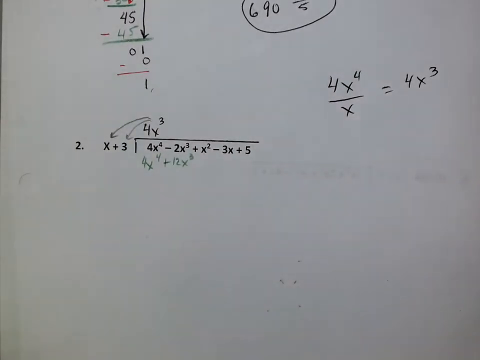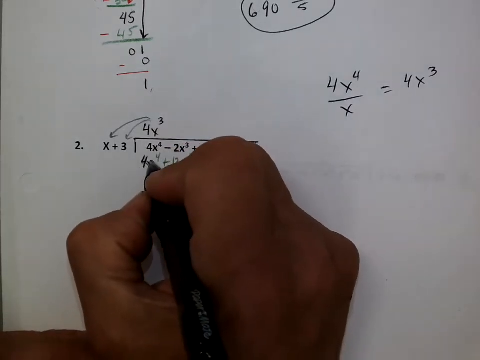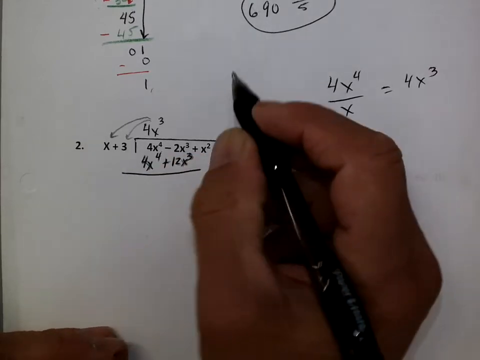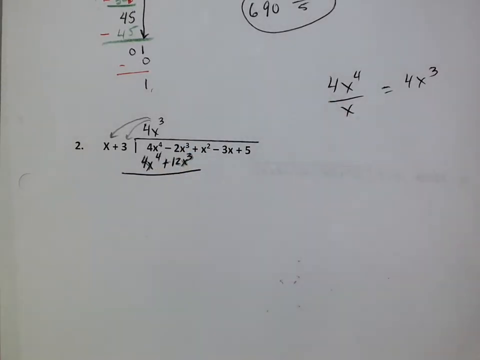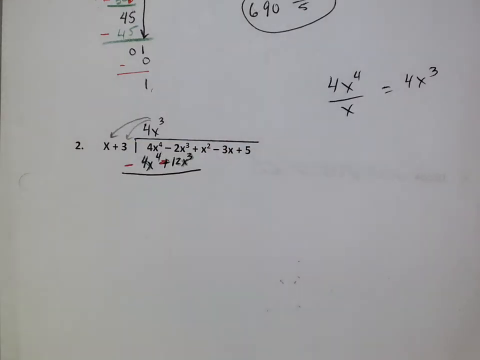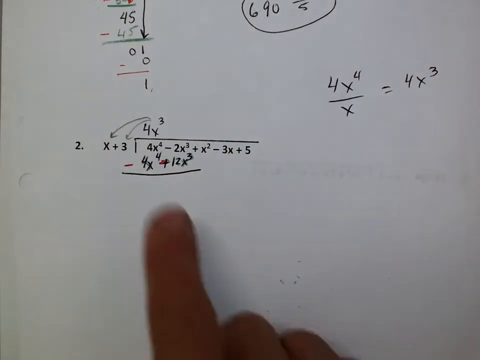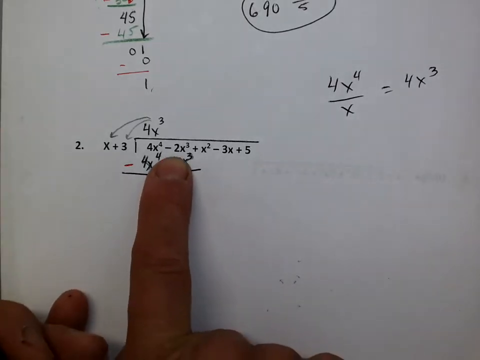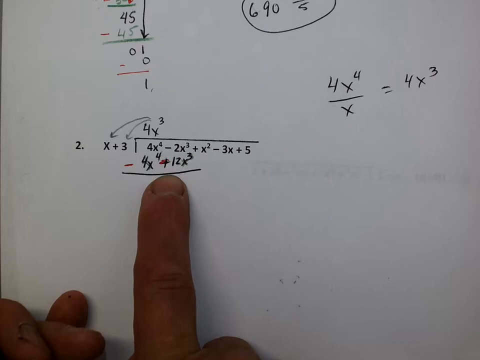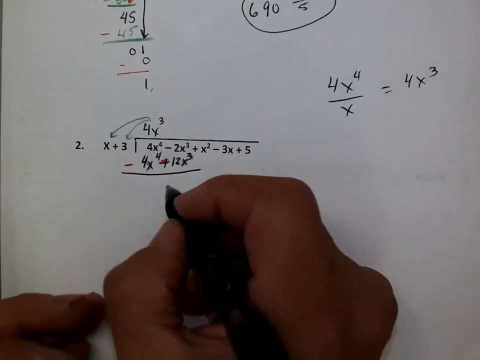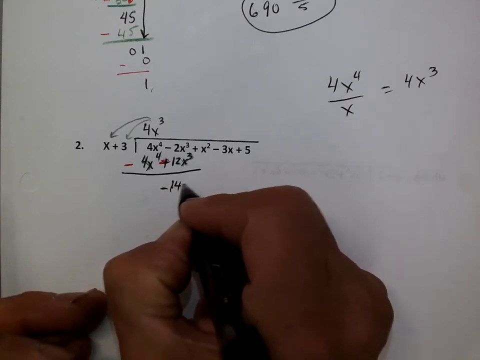I should probably use a different color. It's easier to see. 4x to the 4th plus a 12x to the 3rd, okay? Then I subtracted, but I have to subtract both. So when I do my subtraction, 4x to the 4th subtract 4x to the 4th is nothing, 0, okay? But a negative 2x cubed and a negative 12x cubed makes a negative 14. So we got a negative 14x to the 3rd, okay?